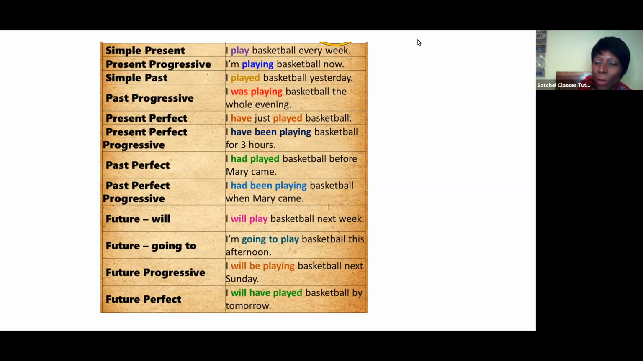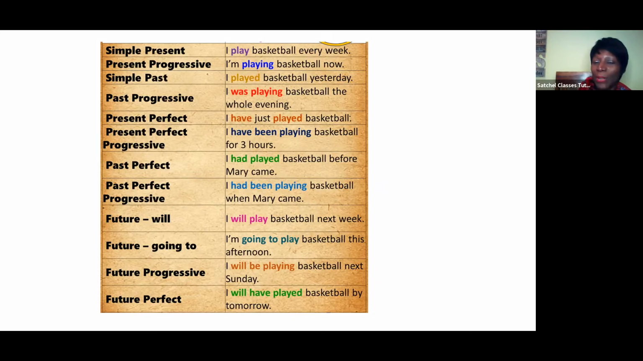The future, I will play basketball. Future, going to, and then the future progressive, I will be playing basketball next Sunday, and then the future perfect, I will have played basketball by tomorrow. So there are 12 different tenses in the English language. Really what we want to do is focus on the past, present, progressive.